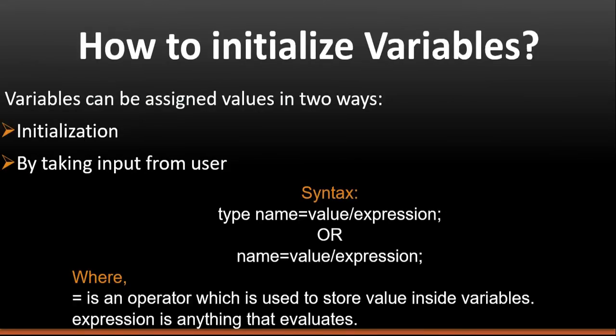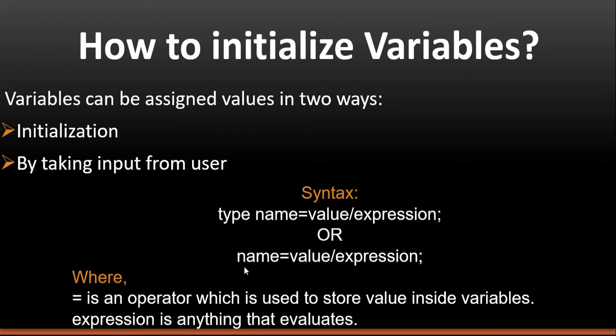How to initialize a variable? If you want to initialize a variable, there are two ways. Number one, you can do initialization in your program itself. Another way is you can take input from the user at runtime. So here is the syntax for initializing a variable: type name equal to value or an expression. Type is nothing but the data type. Name is nothing but the variable name given to your data, and equal to is an assignment operator. Then you can assign a value directly or you can give an expression.